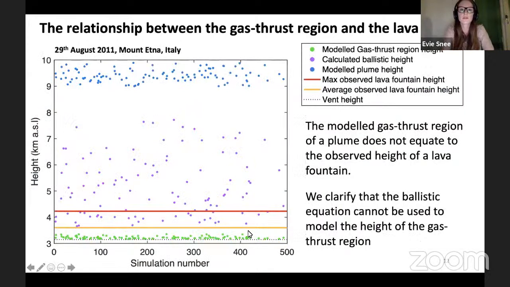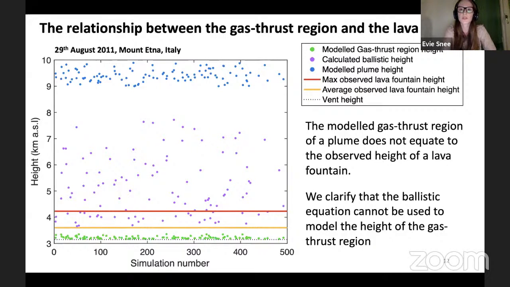So here is our figure. On the x-axis, we have the simulation number, so this is the simulation in the Monte Carlo. As I said, we did 500. And then on the y-axis, we have height. The blue dots are the modeled plume height from the buoyant plume model of the simulations that resulted in the model matching our observations, which in this case was our observed height of 9 to 10 kilometers above sea level.